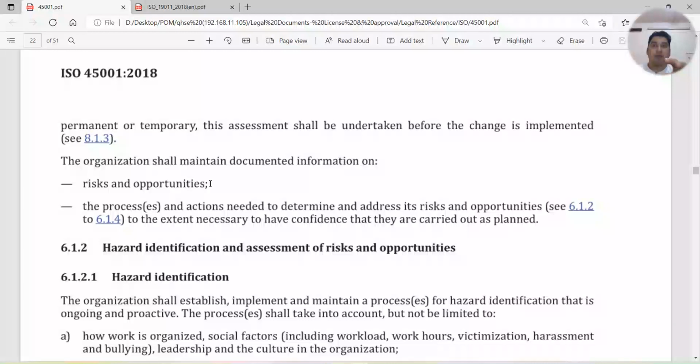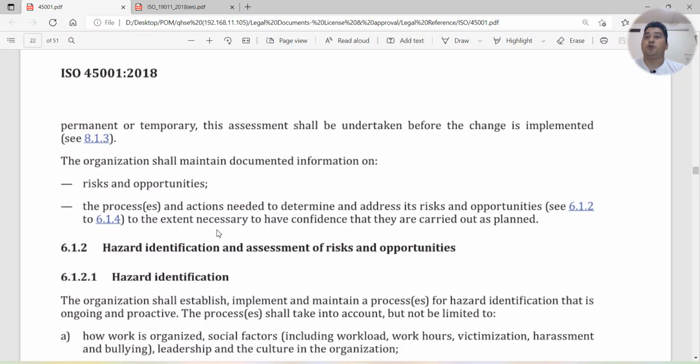So earlier, if you look, there was only the risk register. Now, this new ISO 45001 is not only asking for the risks and the hazards, it's asking for the opportunities also, because every risk, every hazard is an opportunity. That I will show you how. The processes and actions needed to determine and address its risks and opportunities, see 6.1.2 to 6.1.4, to the extent necessary to have confidence that they are carried out as planned. So these are the requirements for clause number 6.1.